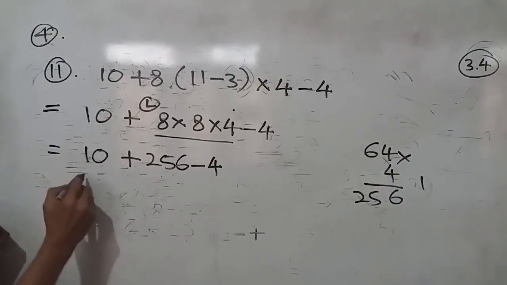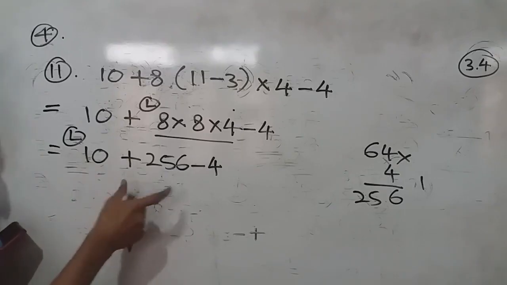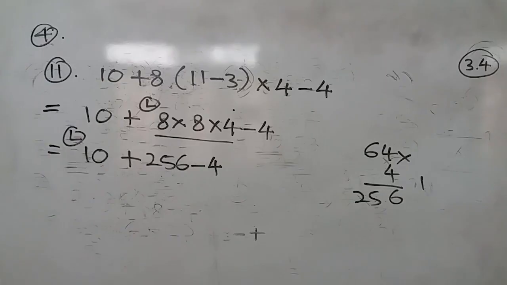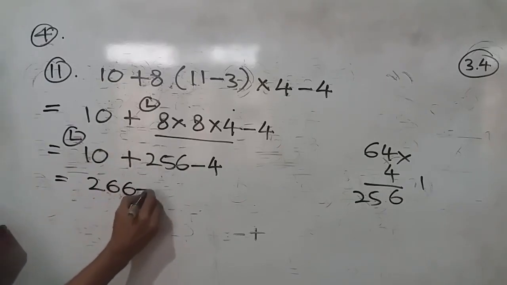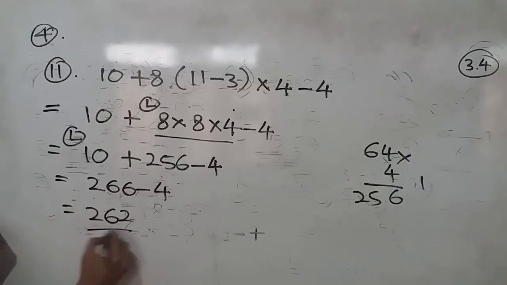Right? Then we have to start from here, work our way to the right. Why? Addition and subtraction are on the same priority level. So 10 plus 256, that is 266. Then we have to subtract a 4. So here the answer is 262.